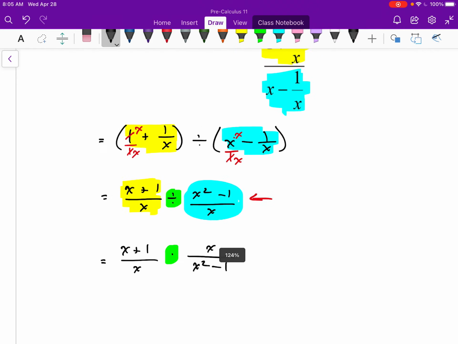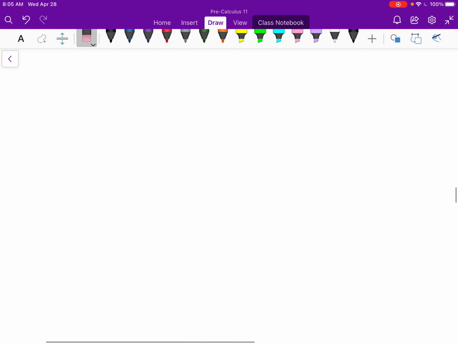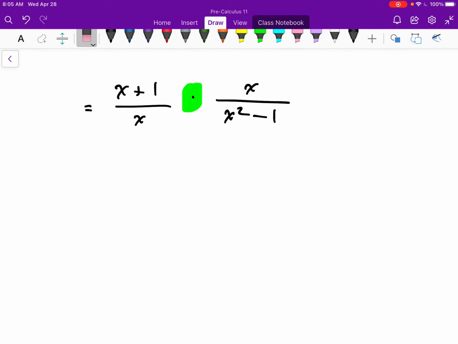The hardest part is definitely done, and I've done a fair amount of steps already. I took something that looked pretty messy, and I've now got it down to here, which I think looks far, far more pleasant. I am multiplying fractions, so I don't even need to find a common denominator. However, I do notice in this denominator right here, that's a difference of squares. And if I write that in factored form, I can see that I can cancel something out before I multiply anything.